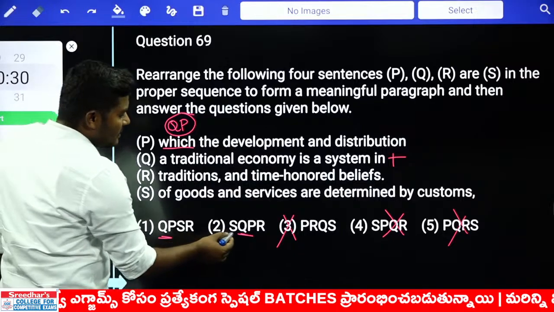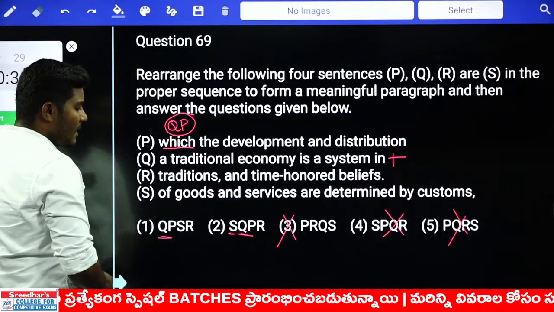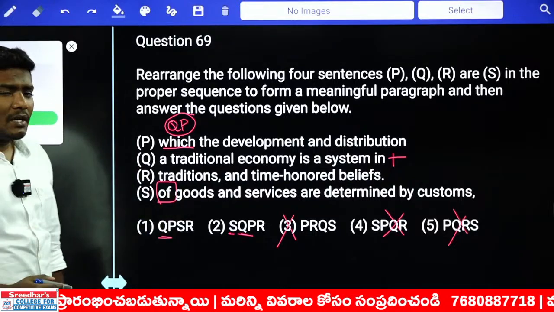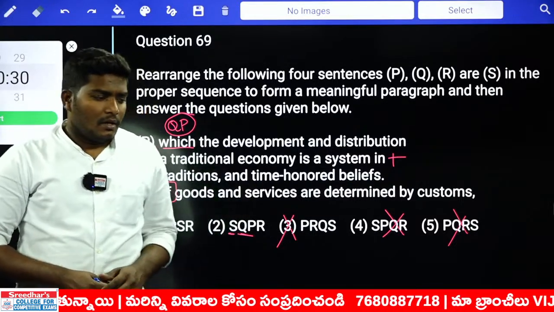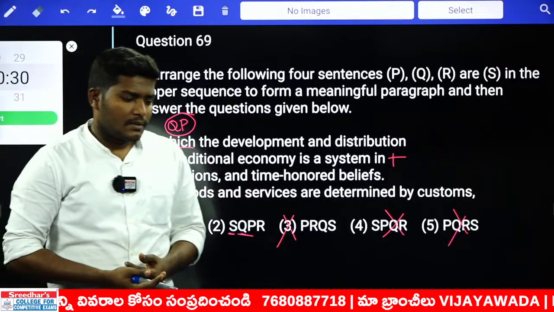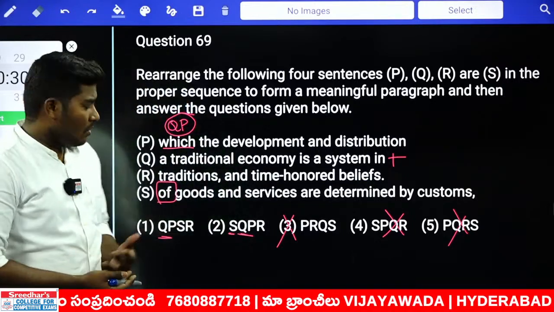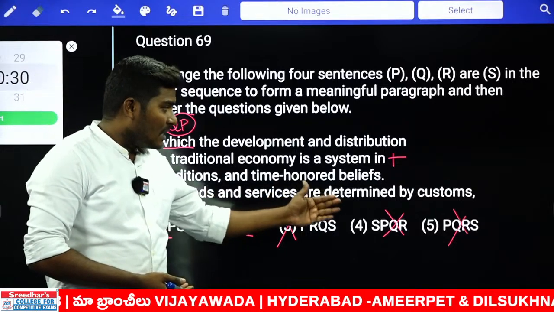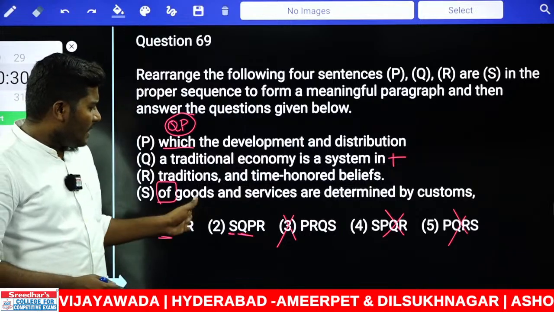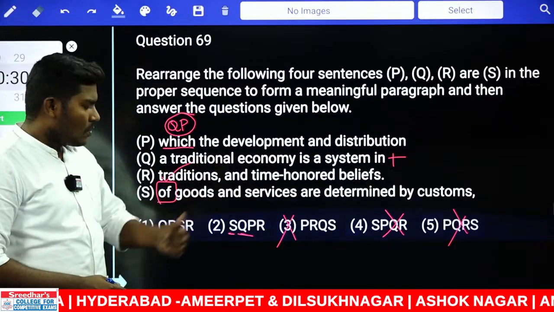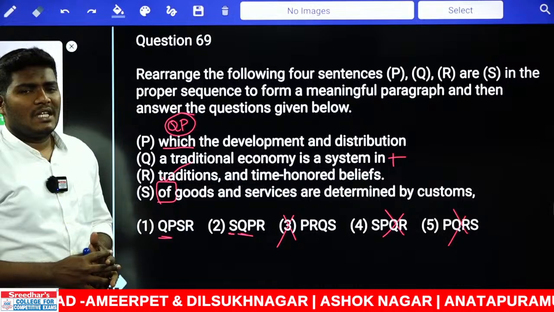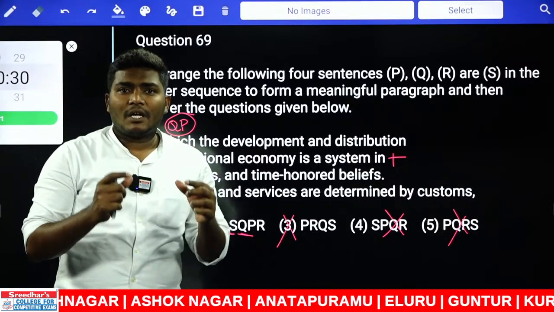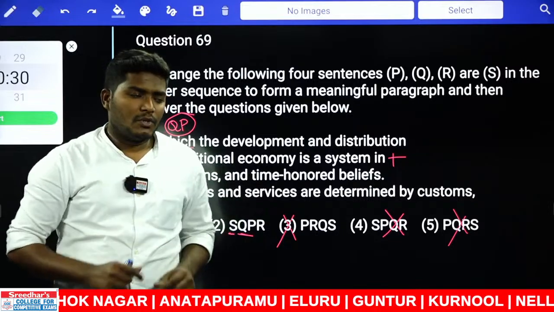Now what is the second option's starter? It is starting with the word of. Now I am asking a question. Yes, I appreciate your answer. Learn something which is apart from your knowledge. So this sentence is starting with of goods and services are determined by customs. Forget about all this part. Just focus on this word. What is the word of? Can anyone tell me if we can start any sentence in English with the word of, the preposition?